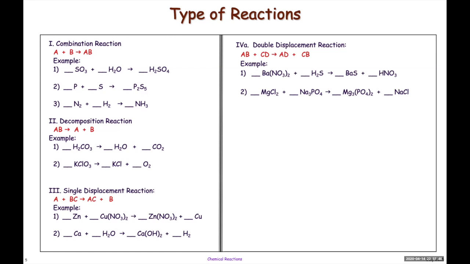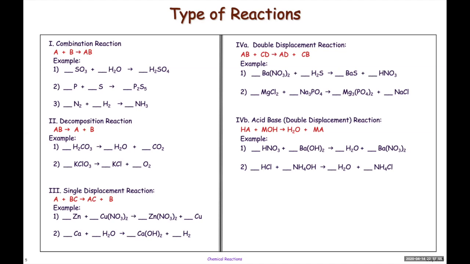This is a double displacement, where 2 chemicals, 2 elements, switch partners. A form of double displacement is acid-base. Here, the hydrogen in the acid replaces the metal in the base, and what you get is water, H and OH, and then a salt, a metal and an anion. Here's an example. The hydrogen goes with this OH, the barium goes with that nitrate.